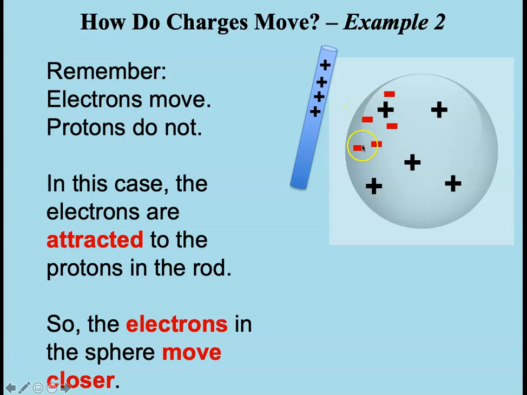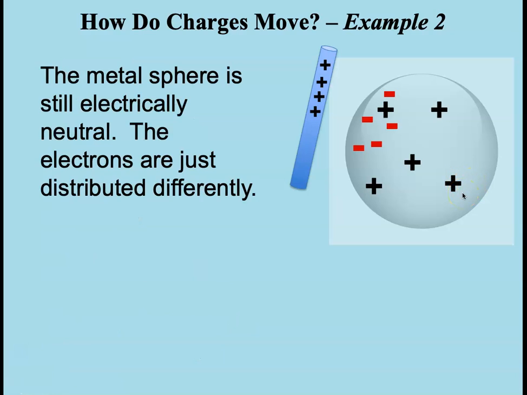And that creates, again, a polarized effect on this metal sphere, where one side is more negative and one side is more positive, but it's still electrically neutral because there's an equal number of protons and electrons.